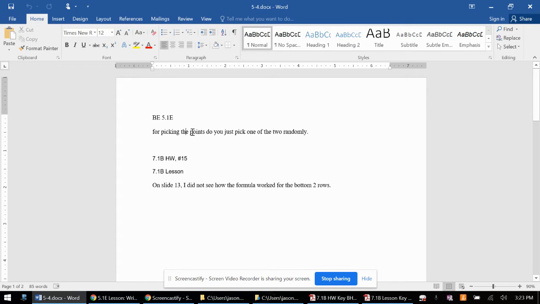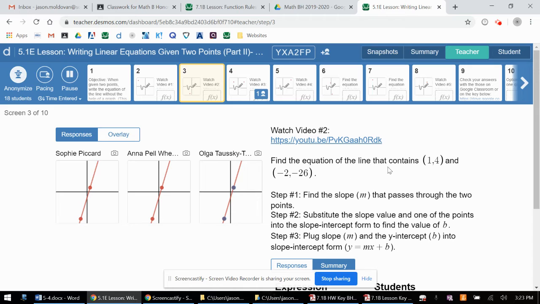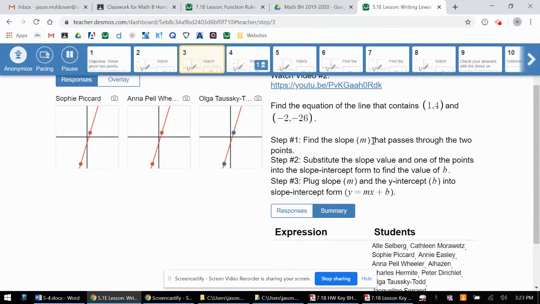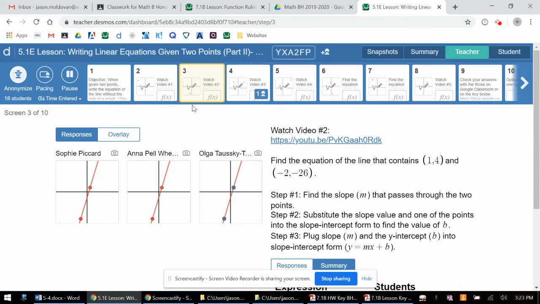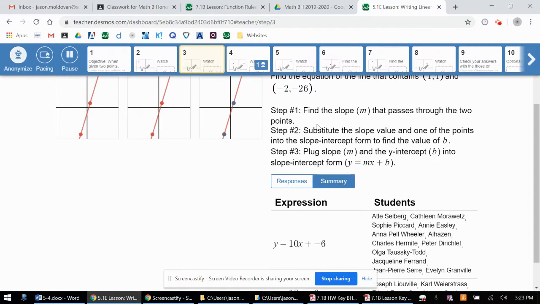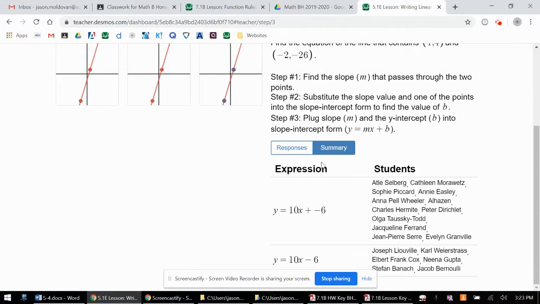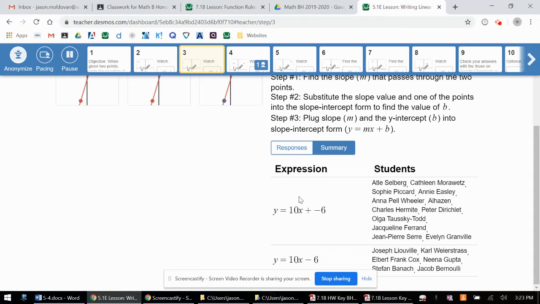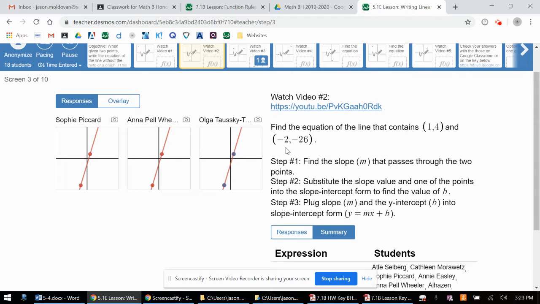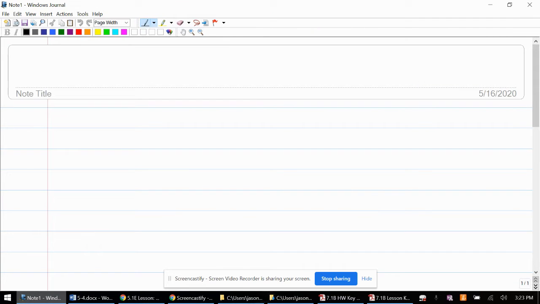There was a question about picking points and whether you pick the points randomly, and you do. I'm going to assume this question was in reference to, I'm going to use slide 3 as an example, that you need to first calculate the slope for this problem, which was 10. And then to get b, you're either going to pick 1 comma 4 or -2 comma -26. And it does not matter which one you choose. I'll just demo it to show this.